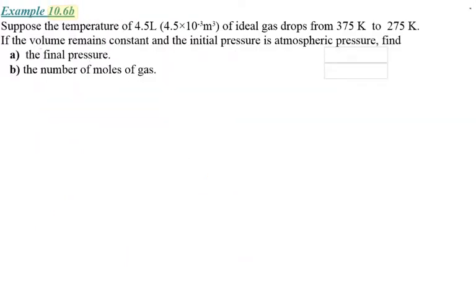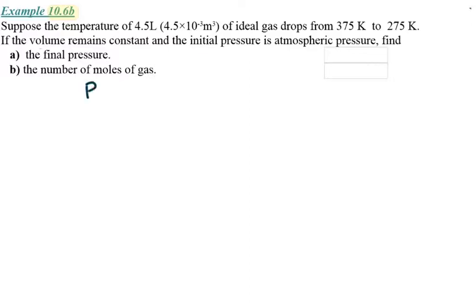Here's the next question where they say, suppose the temperature of 4.5 liters, which is 4.5 times 10 to the negative 3 meter cubed of ideal gas, drops from 375 Kelvin to 275 Kelvin. If the volume remains constant and the initial pressure is atmospheric pressure, find the final pressure and the number of moles in the gas. So to find the final pressure, again, I'm going to use the ideal gas equation.